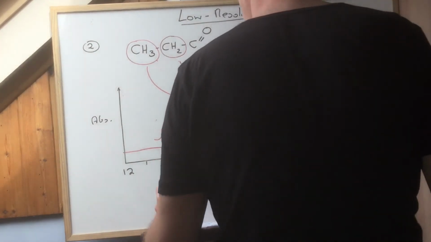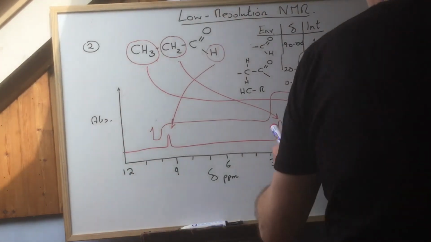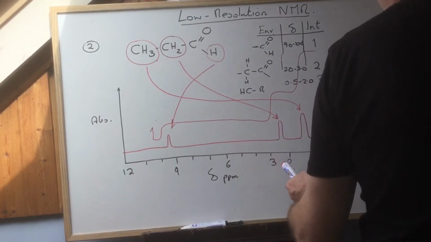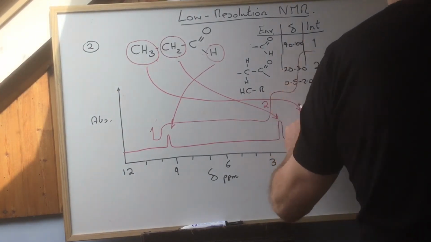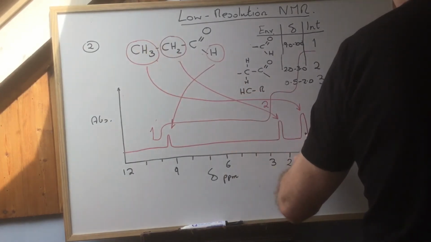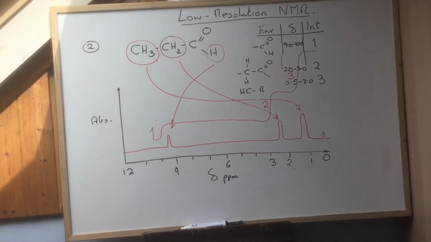All it's telling me is this relative peak height. 1, 2. There's 3 in that environment, 3 in that environment, 3 in that environment, 3. Okay? There you go. That is your second low resolution NMR of proton. Okay, guys.